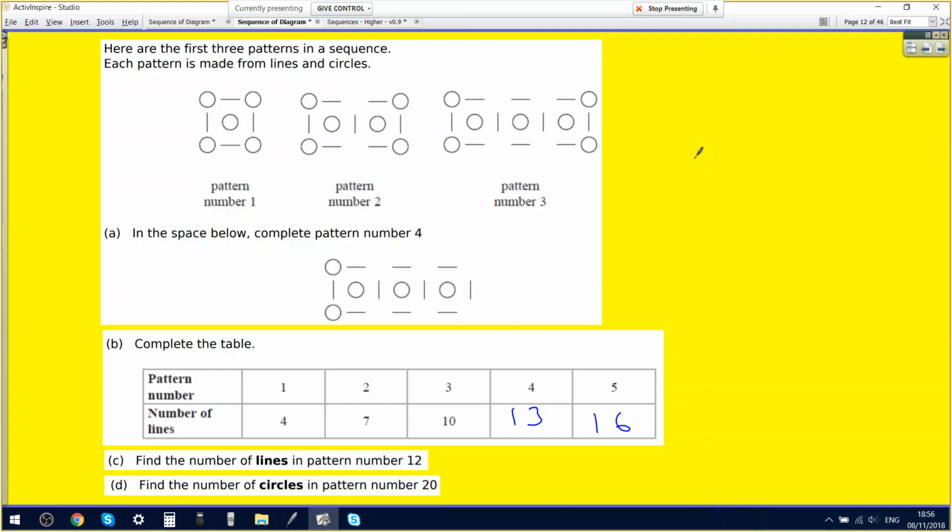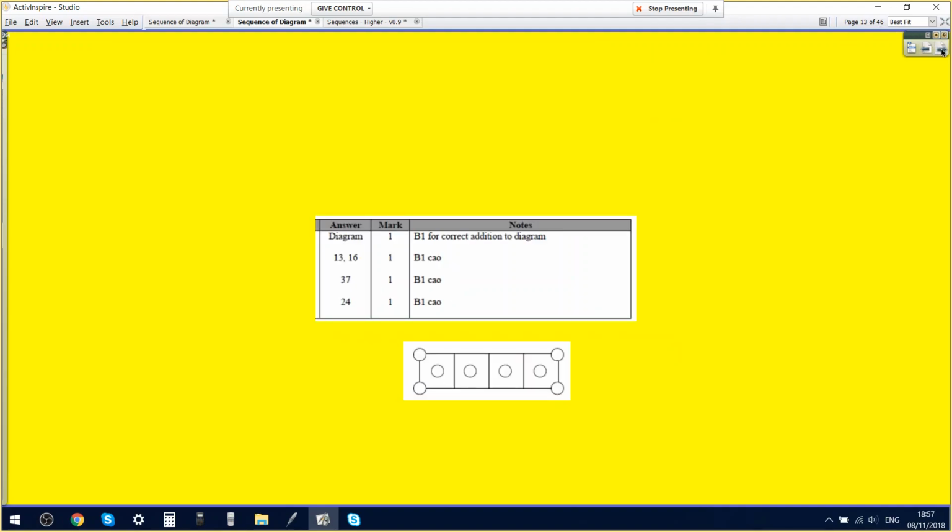Would the nth term be 3n plus 1? Yeah. And we want the number of lines in pattern number 12. 37. Brilliant. 3 times 12 plus 1 is 37. And we could do the circles as well. Let's see.